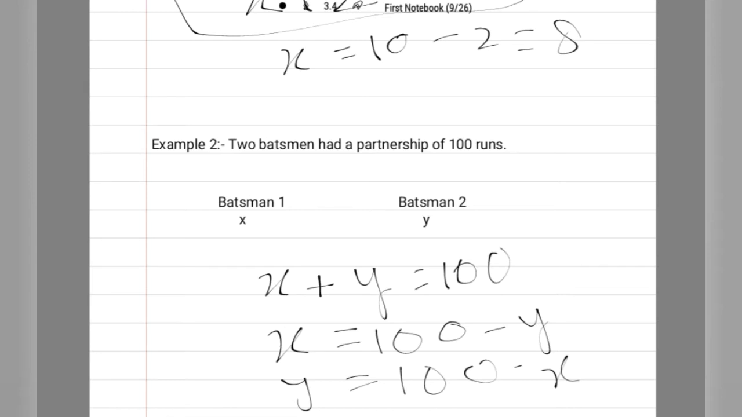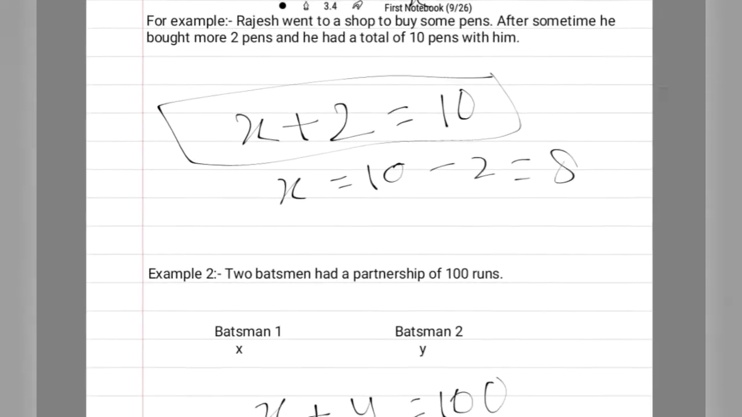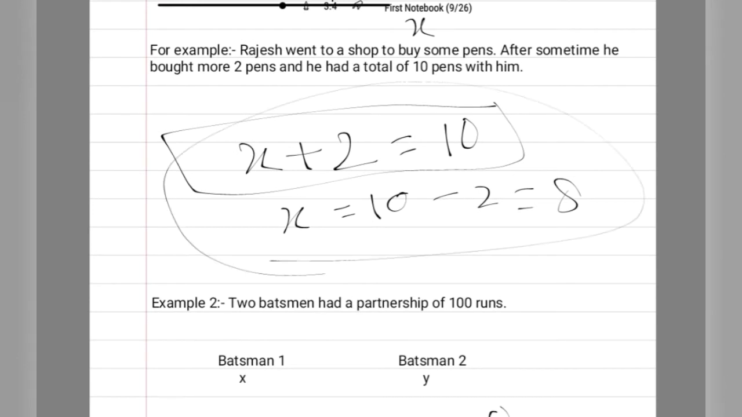If we have only one unknown variable, we can just solve it by one equation. For example, in this one, we solved it using one equation. Okay, so this is the minimum condition for solving the linear equation.